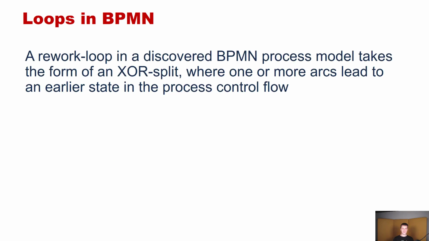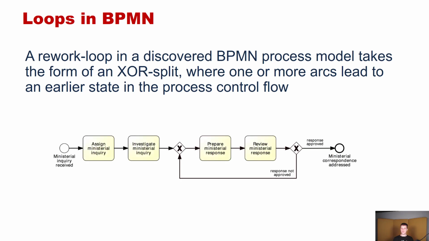One additional aspect of BPMN that I have to mention is how loops in BPMN appear. So a rework loop in a discovered BPMN process model takes the form of an XOR split, where one or more arcs lead to an earlier state in the process control flow. More specifically, it's going to look like this. In the control flow, at first you're going to have an XOR join, which is going to be the entry point of the loop. And later on, you are going to have an XOR split, which is going to be the exit point of the loop.